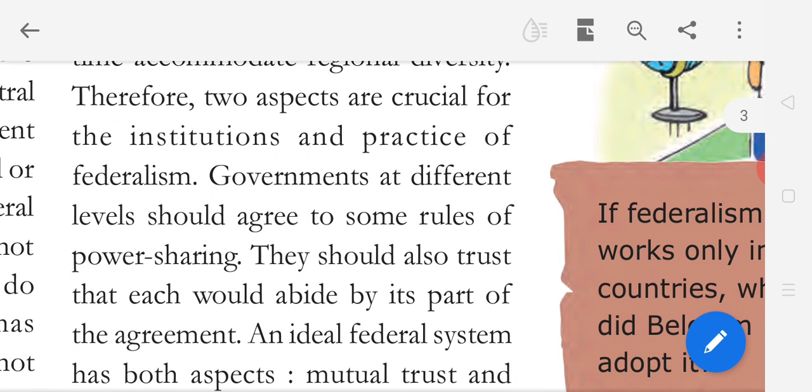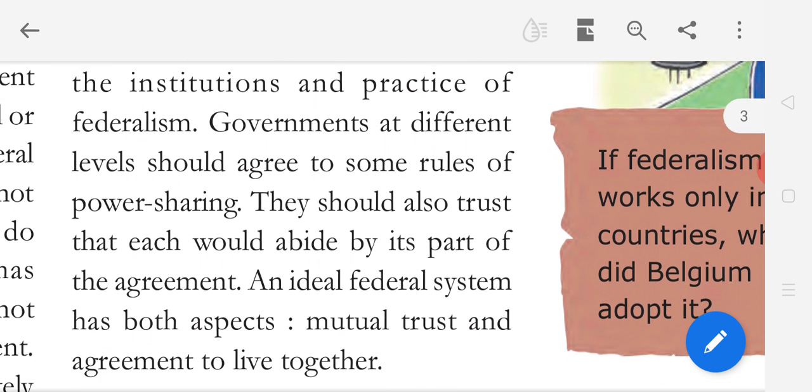Therefore, both aspects, here aspects means the things or views, there are two views, are crucial, means important, for the institutions and practice of federalism, both of them above: to safeguard and promote unity of the country as well as to accommodate regional diversity. Both the views are very important for the establishment of federalism as well as to run federalism. Practice of federalism means to run federalism.